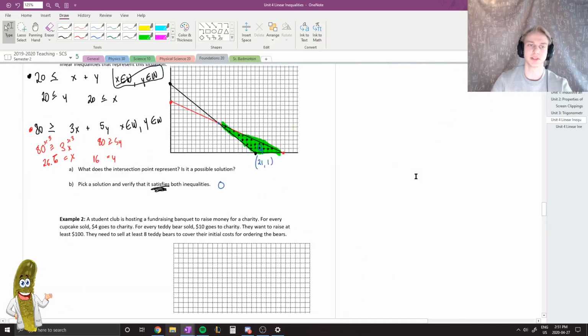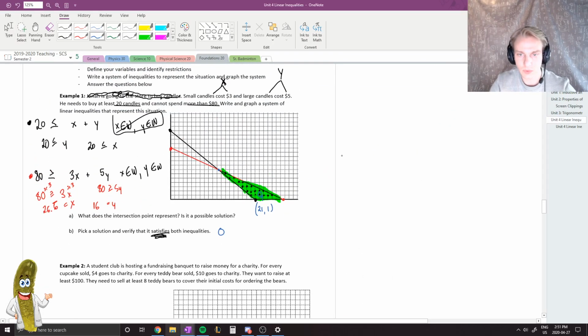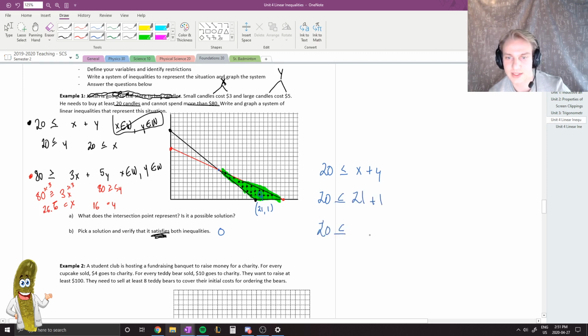So we would take that value there, and we would say 20 is less than or equal to x plus y. Let's plug in our values. 20 should be less than or equal to 21 plus 1, and in fact 20 is less than 22. Perfect, so that one's good.